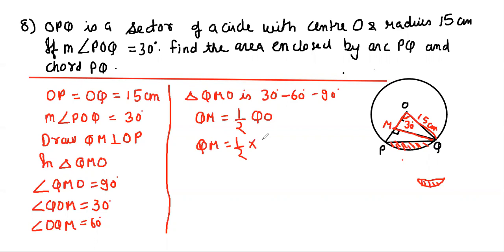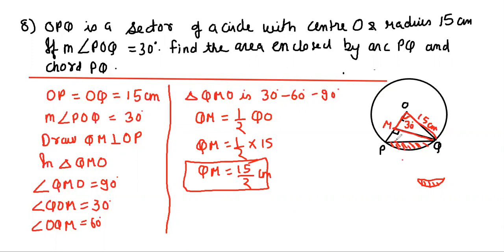Now QO is given as 15. So I would get this as QM is equal to 15 upon 2 centimeter, because the other side is already given as 15. So 15 upon 2. I got the other side also. So what is this QM now?